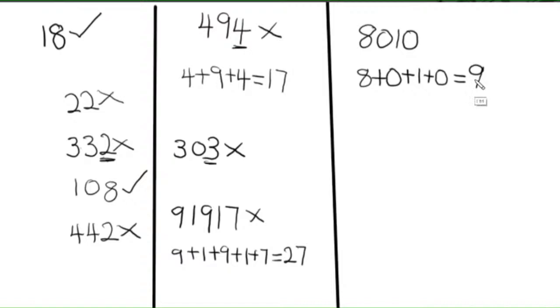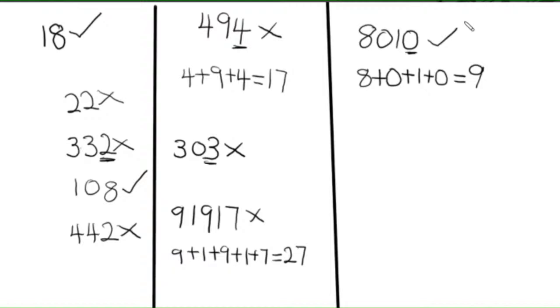Okay. It's 9. So let's check the last digit of this number. It is 0. Is 0 an even number? Yes, 0 is an even number. Therefore, 8,010 is divisible by 18.